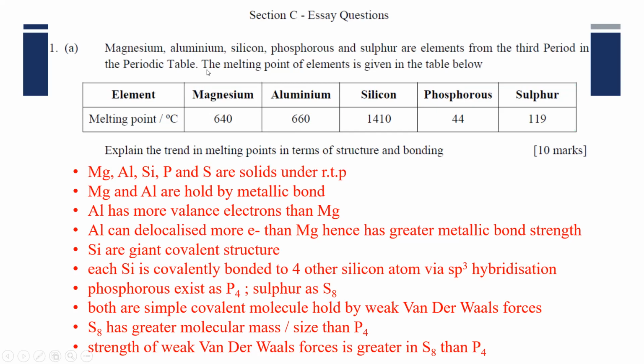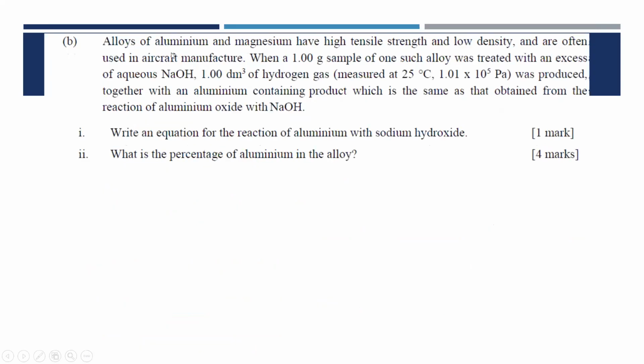Then it goes to 1B. An alloy of aluminium and magnesium has a high tensile strength and low density and is often used in aircraft manufacture. When a 1.0 gram sample of one such alloy was treated with an excess aqueous solution of NaOH, 1.00 decimeter cube of hydrogen gas, measured at 25 degrees Celsius and 101 kilopascals, was produced together with an aluminium-containing product which is the same as that obtained from the reaction of aluminium oxide with sodium hydroxide. Write the equation for the reaction of aluminium with sodium hydroxide.